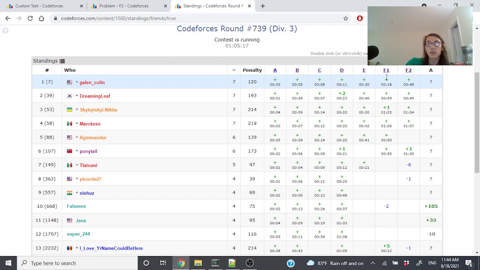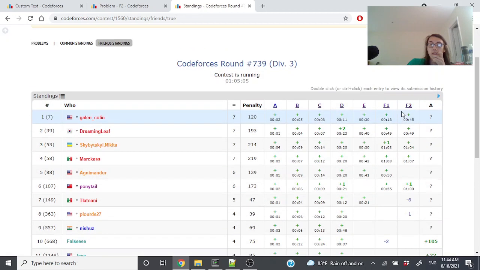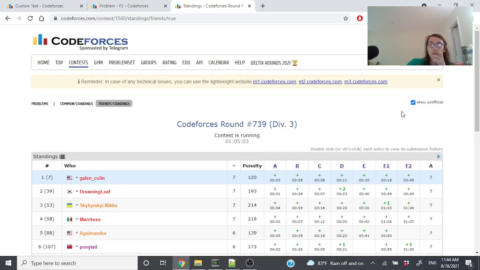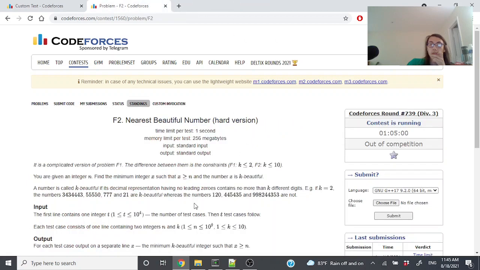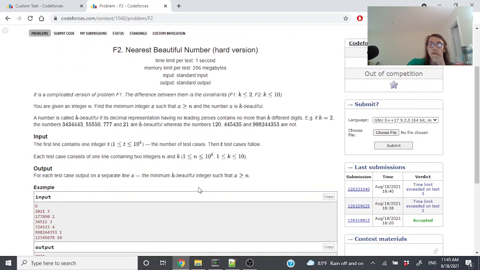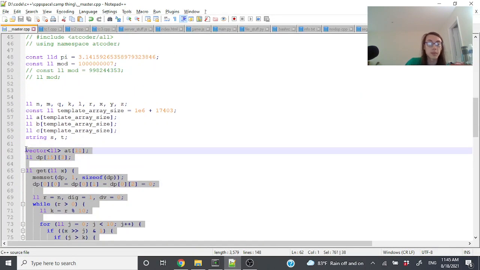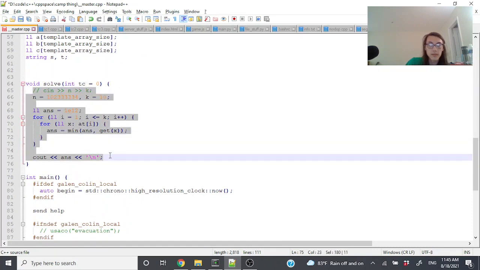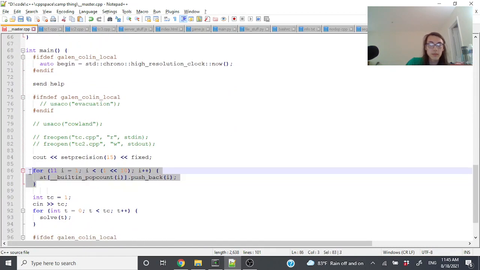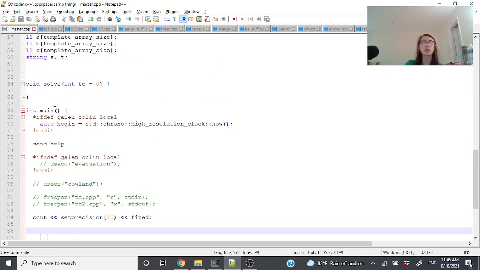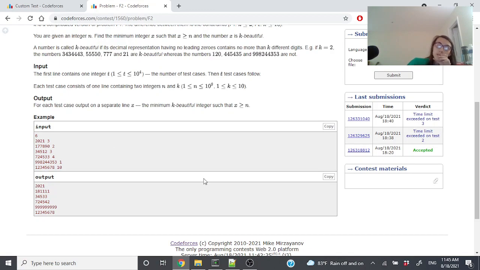So maybe going for F1 wasn't the move. It's probably better to do E and then do F2. I guess I'll do the greedy. There's nothing else that's able to pass. I don't know. Guess I should have looked into that more.